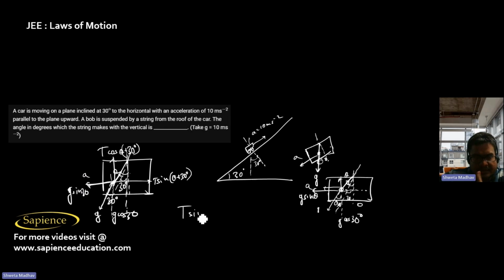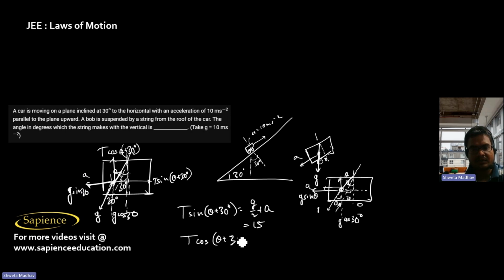So T sin theta plus 30 degree is equal to G cos 30 plus A. G sin 30 degree, that is G by 2 plus A. It means it is 15. And T cos theta plus 30 degree is equal to G cos 30, that is G root 3 by 2, that is 5 root 3.